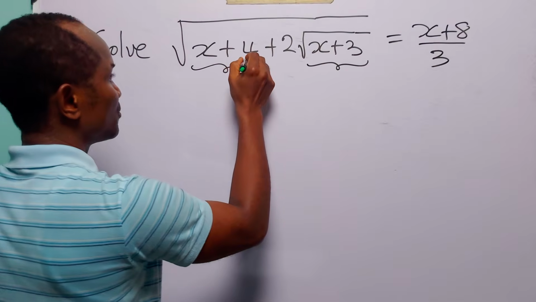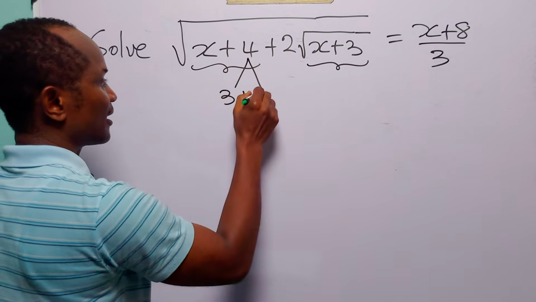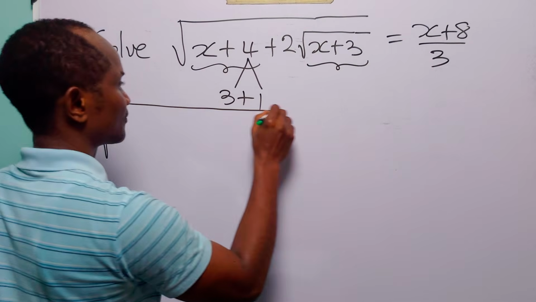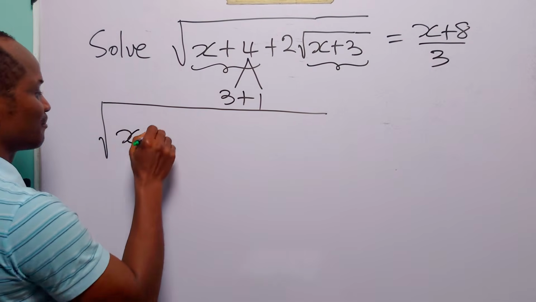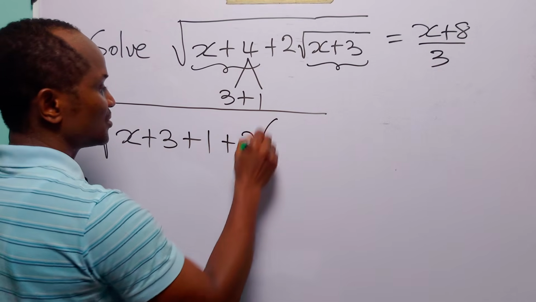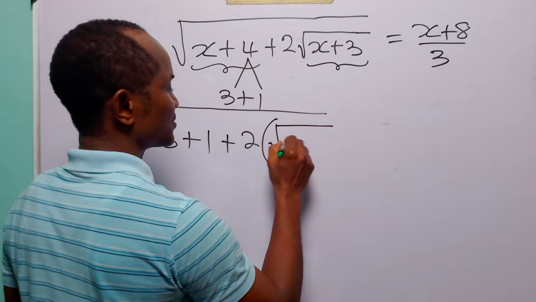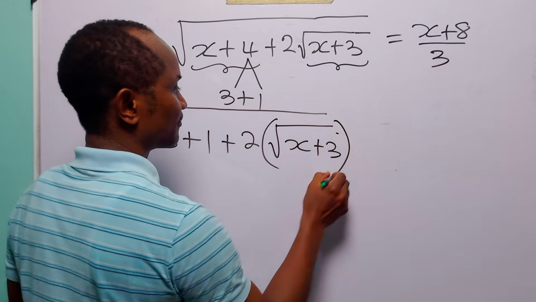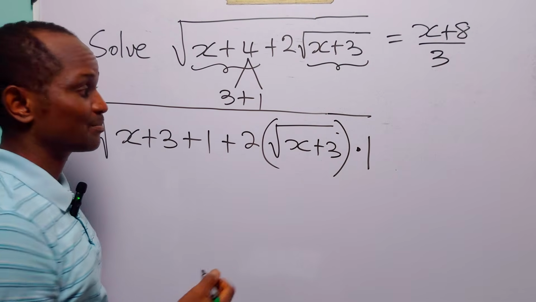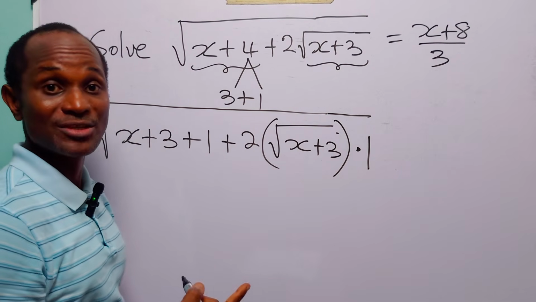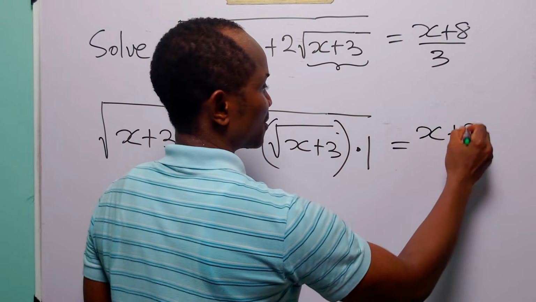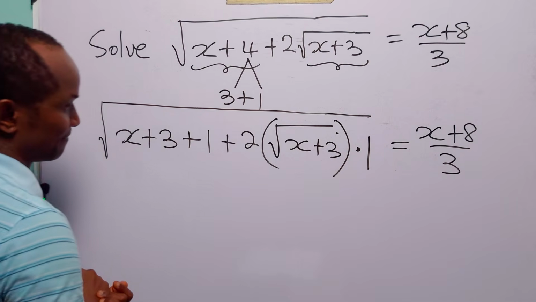What we are going to do is that we will break 4 down into 3 plus 1. When we do that, we now have x plus 3 plus 1 plus 2 times the square root of x plus 3. And then we can multiply this by 1 because when you multiply any quantity by 1, that quantity remains unchanged. And of course, this is equal to x plus 8 over 3.